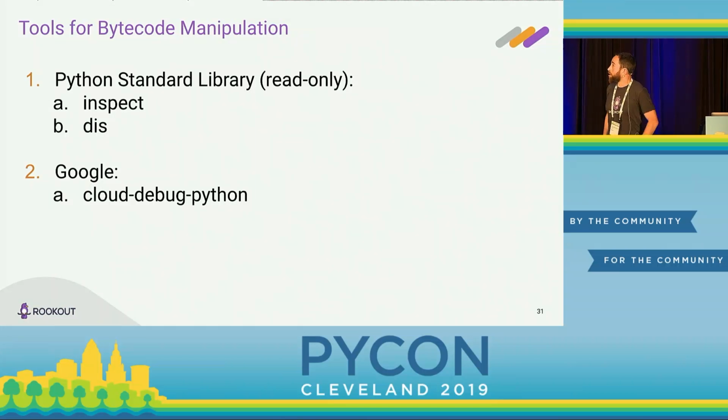Now, unfortunately, Python does not offer any way to write bytecode in memory. So you can read it, but you can't write it, you can't edit it, you can't change it. In order to do that, you need a native extension that bypasses the Python standard interfaces and interacts with the C APIs. If you're interested in that, Google has an open source project called Cloud Debug Python that does a bit of it, and you can take a look at that.